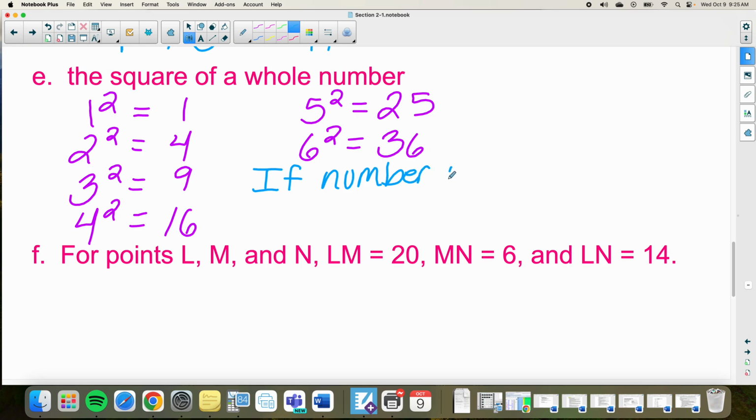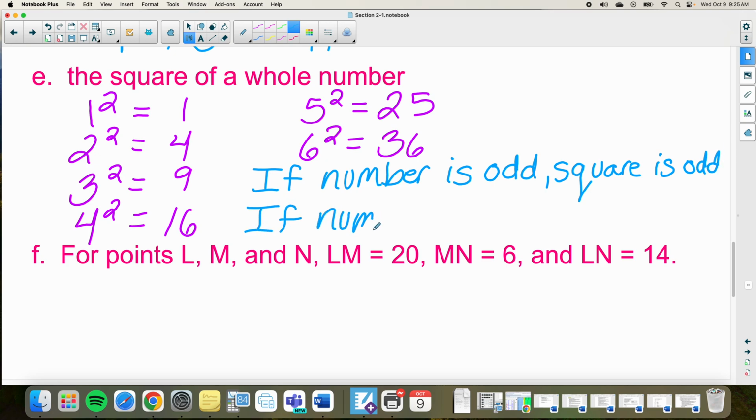So we're gonna say if the number is odd, the square is odd. If the number is even, the square is even.